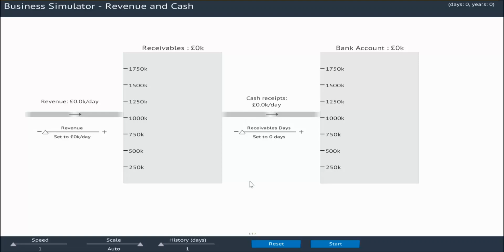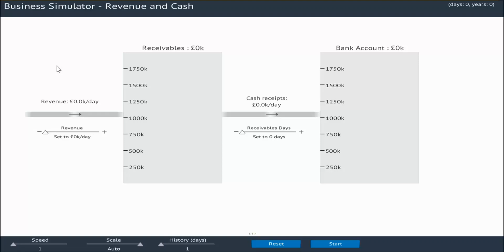Now, the idea behind all of these models is to visualize the accounting system as a set of water pipes and tanks. So the two tanks, receivables and the bank account, these are obviously the accounting balances, and hovering over them brings up a tooltip. The two accounting transactions here are cash receipts and revenue.